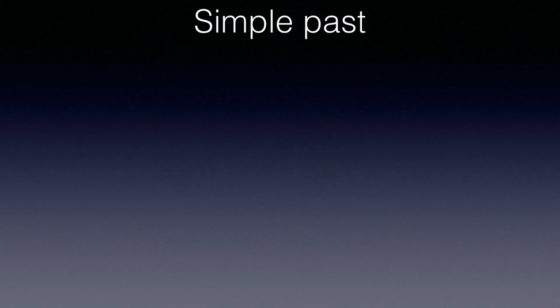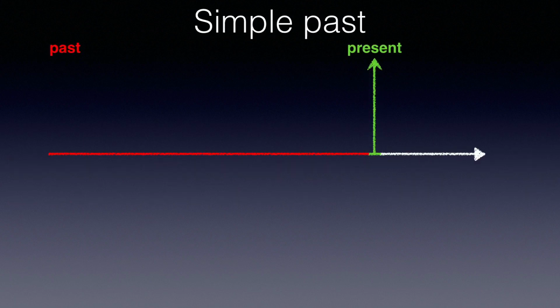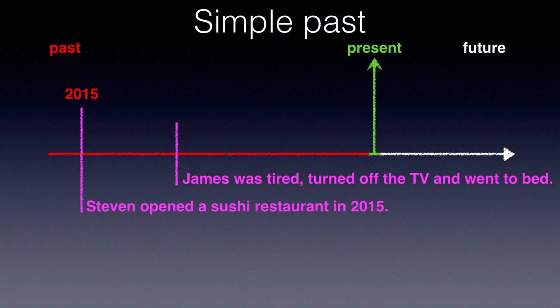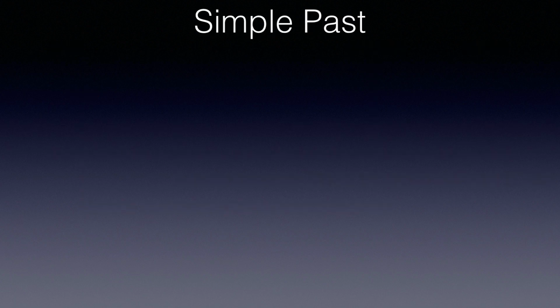That's the simple past. Now, let's have a look at this timeline. We've got the past, the present, the future. And at one point in time, in 2015, Stephen opened a sushi restaurant. And then at another point in time, James was tired, turned off the TV and went to bed. So all of this happened in the past at some time, for example, in 2015. So that's the simple past.